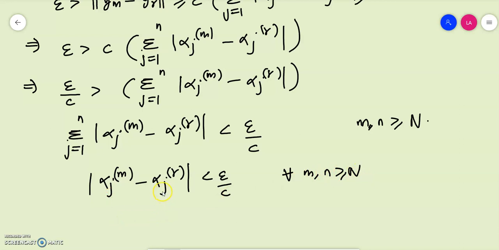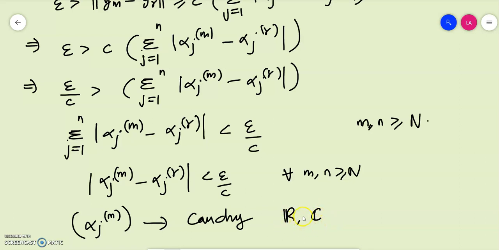Now alpha jm and alpha jr are real numbers. So if we consider alpha jm as a sequence, this means that alpha jm minus alpha jr should be less than epsilon by c. Here 1 by c is some constant, and epsilon by c is less than a small positive number after a certain stage, which means that the sequence alpha jm is Cauchy. This is a real or complex sequence, because in a vector space we have already considered that the underlying field should be either real or complex numbers in the case of normed spaces. So from that space we are choosing the constants, and alpha jm should be either a real sequence or a complex sequence. From this condition we can clearly understand that this is a Cauchy sequence in the set of all real numbers or the set of all complex numbers. We will discuss the rest of the part in the next video.